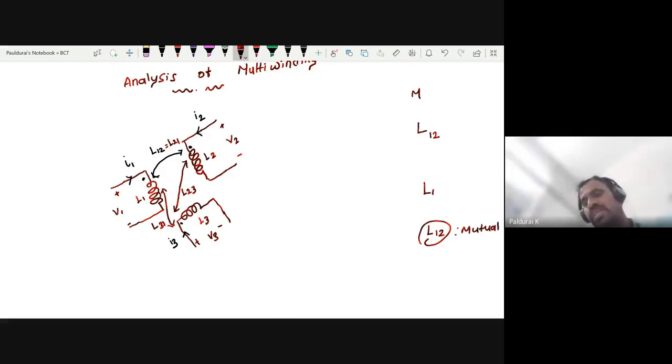ஓகே சார், please understand the notation. Okay, if L1, L2, this is self inductance. Okay, L12 or L21 or L31 or L33 or sometime L. Okay, so 2 digit வந்துச்சுன்னா அது என்ன அர்த்தம்? Between two coils. So between two coils there won't be self inductance obviously. Okay, so that is mutual. So please be careful.